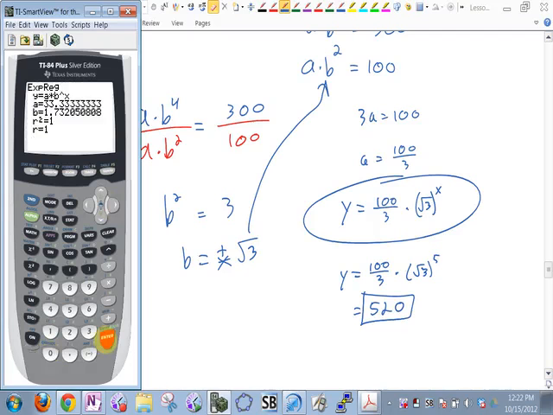33.3 repeating, that's 100 thirds, correct? And what do you suppose that number 1.732 is? That's the square root of 3. Look at your R value. What does that mean? That means not only is this a best fit, this equation actually perfectly goes through those 2 points. Which, think about it. If you're only given 2 points, shouldn't you get the actual equation of the exponential that goes through them?